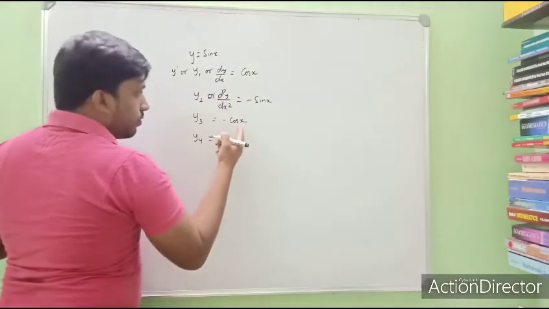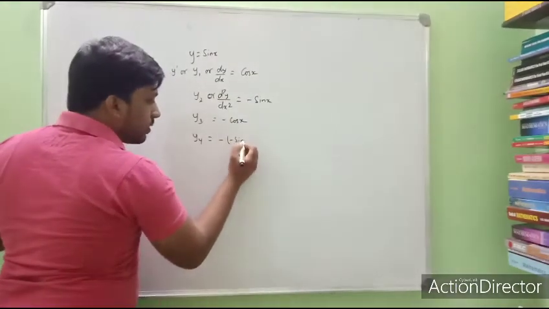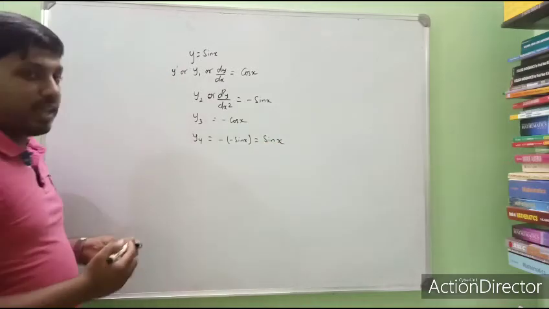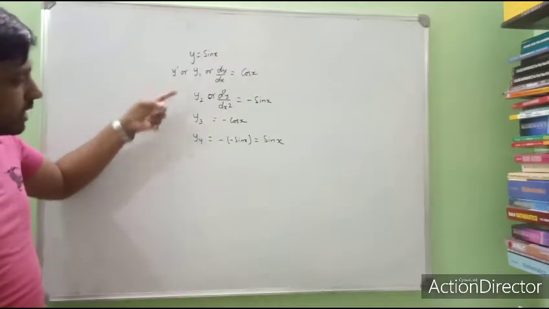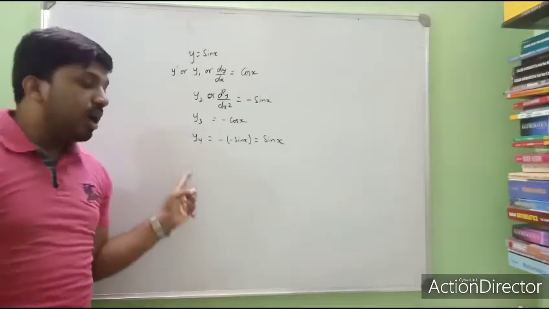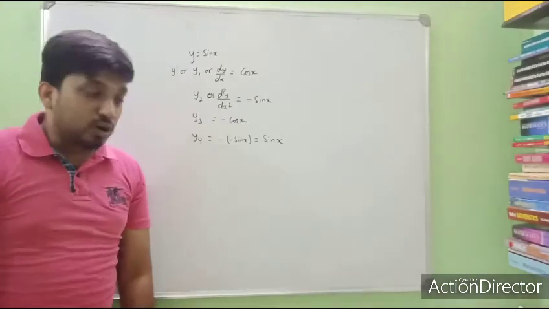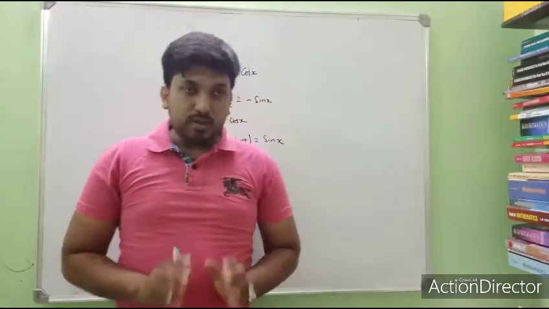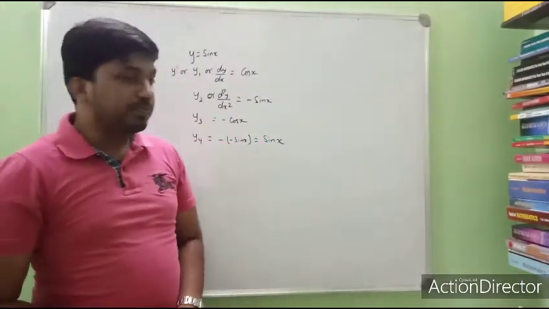So minus, for cos x it is minus sin x. So it's going to become plus sin x. So it goes on like this. Okay, the first derivative, second derivative, third derivative, fourth derivative, and so on. So this concept is called successive differentiation. I hope you are understanding.